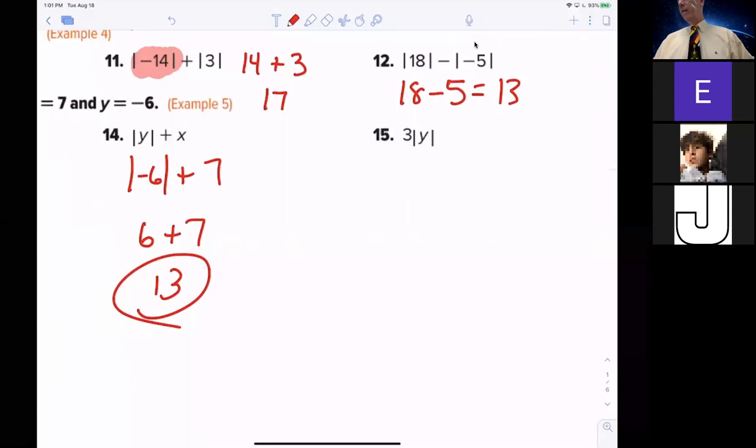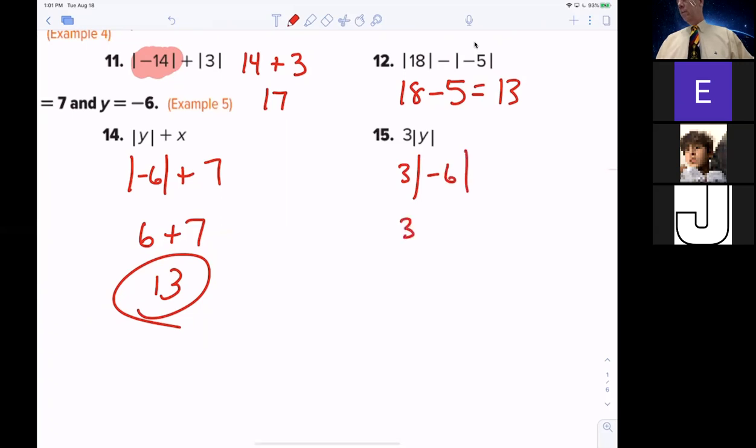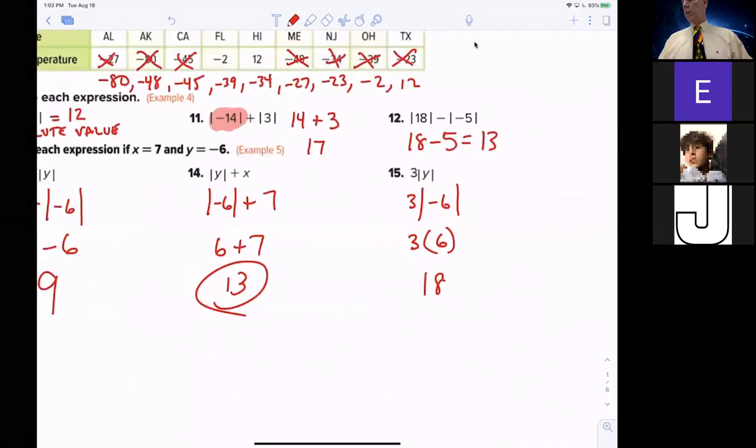Okay. Number 15. What's y again? Y is negative 6. So it's 3 times negative 6. Nope. So you do absolute value. 6. You're good. Just 18. That is correct. Because remember, the absolute value of a negative is always a positive. All right, here we go.